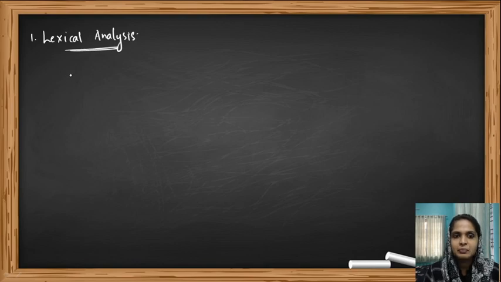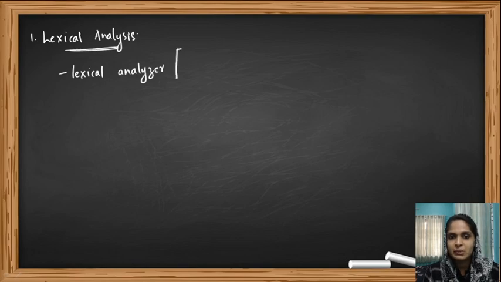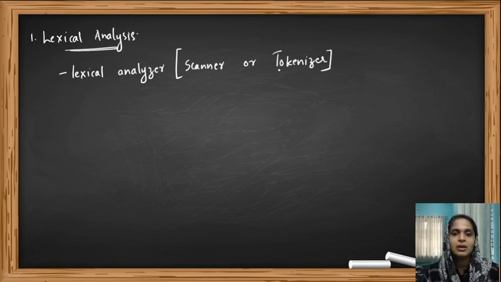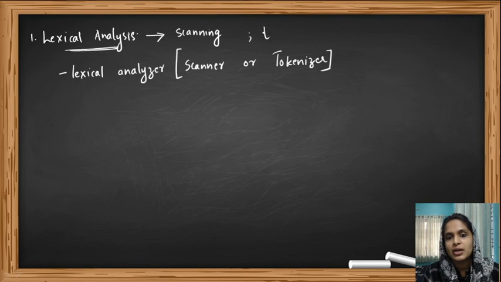So now first we will go to the lexical analysis phase. Lexical analysis is done by a lexical analyzer. And this lexical analyzer has 2 more names. One is scanner and the second one is tokenizer. I will tell you why these 2 names came. For now, just understand that lexical analysis is done by a lexical analyzer, and this lexical analyzer is also known as scanner or tokenizer. So this method is also known as scanning as well as tokenization.